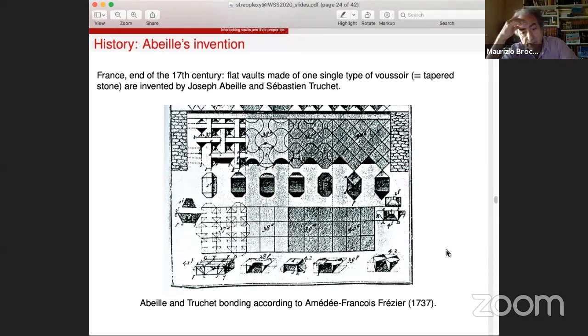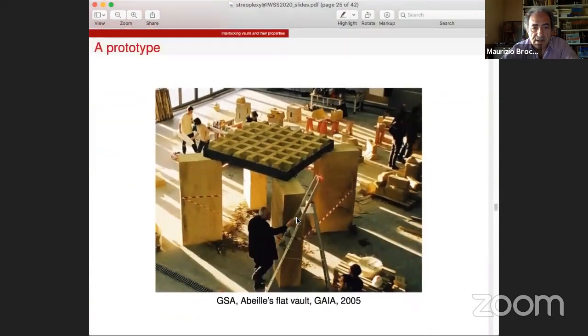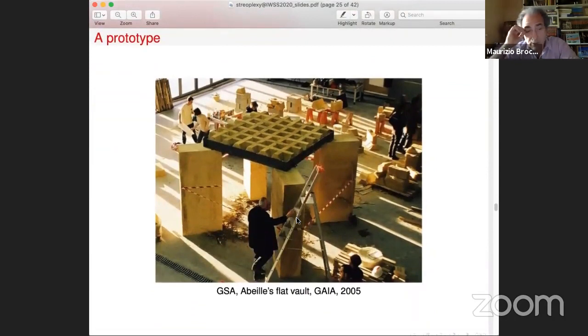This is the original drawing from Frézier that shows the invention of Joseph Abeille at the end of the 17th century. You can see here this particular kind of assembly. And here are some tests. Maybe very few structures were built in the 19th century, only 2 actually in Spain with this system. And then at the beginning of the year 2000, some experiments were started in my school before I arrived actually.